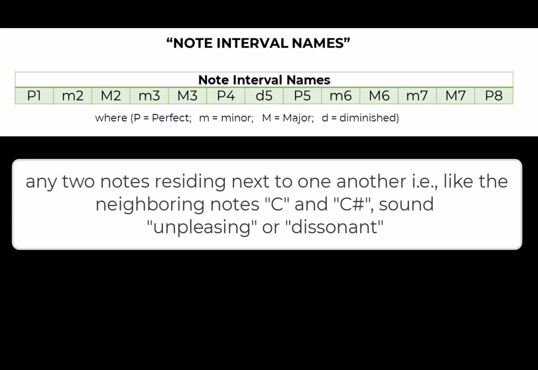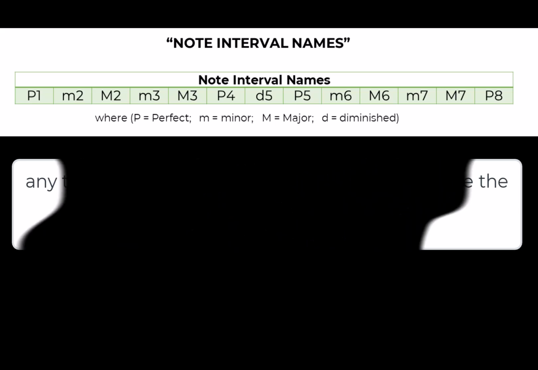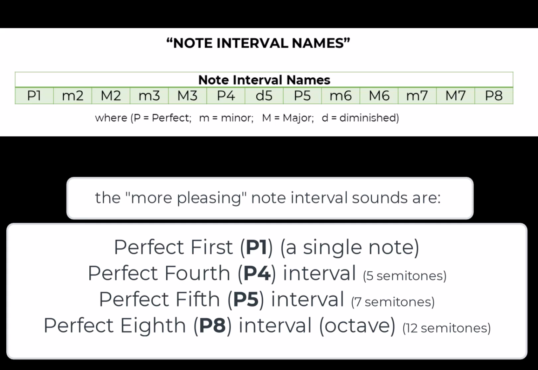So those are unpleasing, dissonant intervals, and because of that, the music world has actually declared some of the more common and good sounding note intervals, and that would include just the P1, the perfect first interval, which is actually not an interval, it's just a single note played by itself. But then when you talk about a perfect fourth interval, which is a 5 semitone count up from whatever start note that you want to start on, that's considered a perfect fourth interval from its start note. A perfect fifth interval from its start note is a 7 semitone count, and notice now I'm using the counts of semitones.